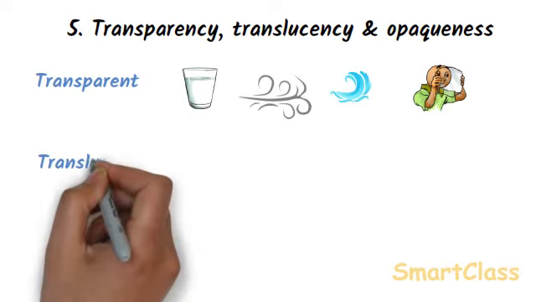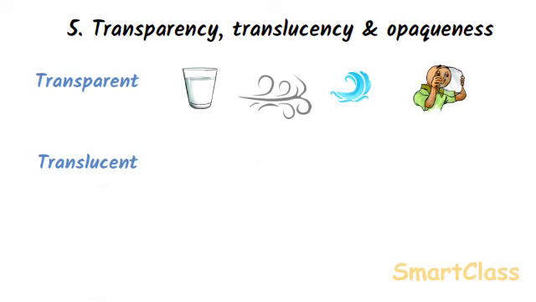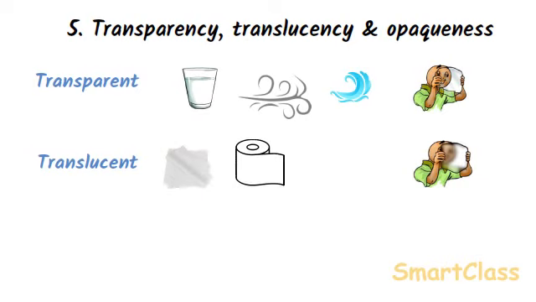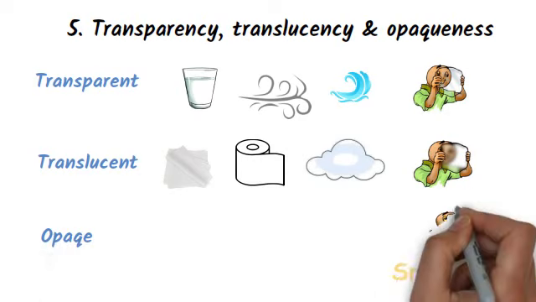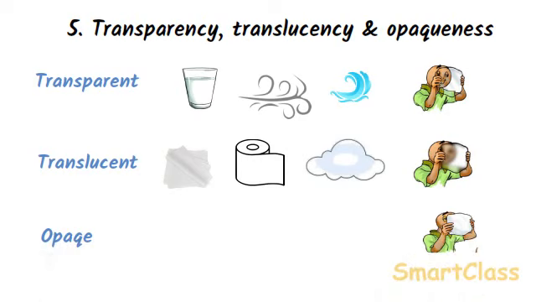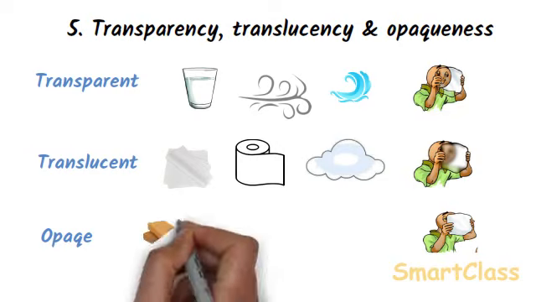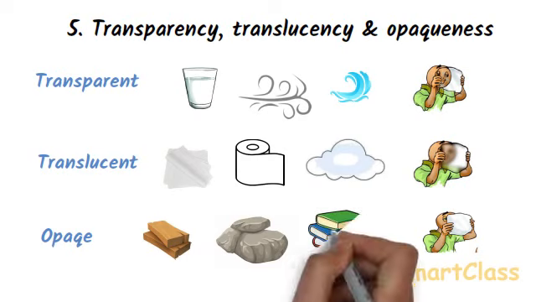Translucent materials. The property of materials due to which we cannot see through them clearly is called translucency. Examples of translucent materials are butter paper, tissue paper, clouds, etc. Opaque materials. The property of materials due to which we cannot see through them is called opaqueness. Examples of opaque materials are wood, stone, books, etc.